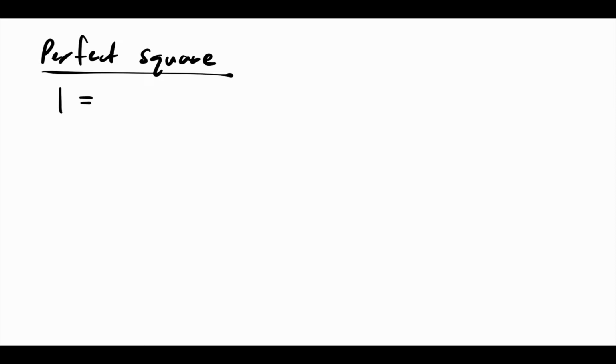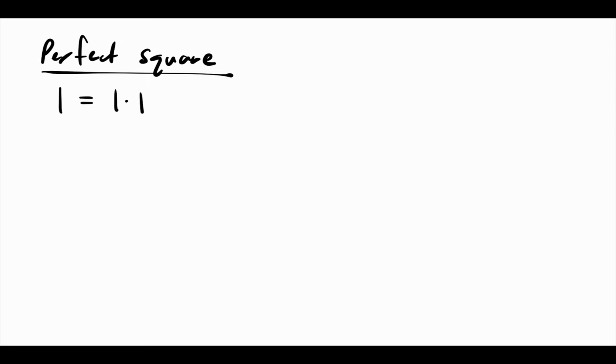So let me make a list here. What's the first perfect square? Even before that, there's one. Yeah, one is a perfect square, because what's the square root of one? One. One times one is one, right? It's a nice, pretty number. It doesn't have a long decimal.